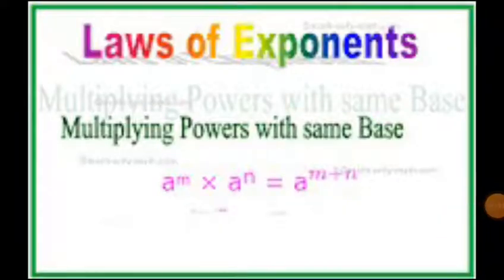Here the base is the same, the power is different. So first check whether the base is the same or the power is the same. Here the base is the same, a. So a power m into a power n is equal to a power m plus n. So write the base as it is and add both the powers if the given operation is multiply.